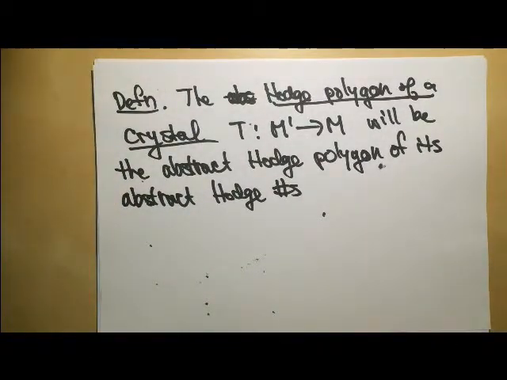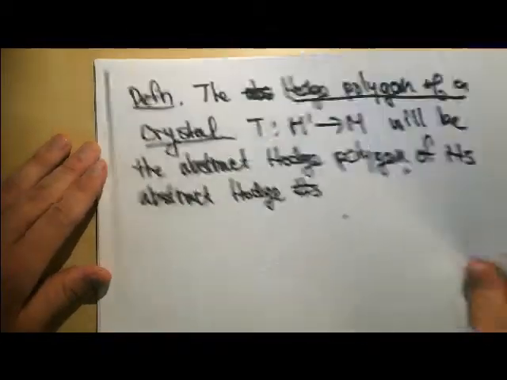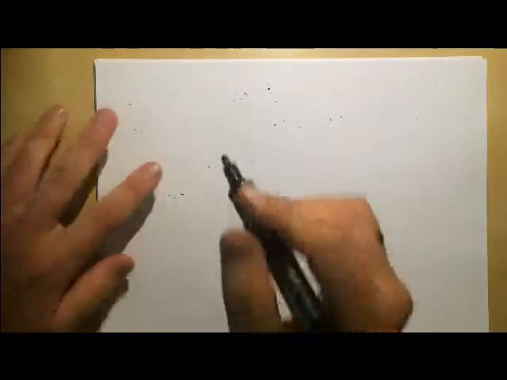I now want to define the Newton polygon of a crystal. Okay, looks like we're doing okay. So the Newton polygon of a crystal.